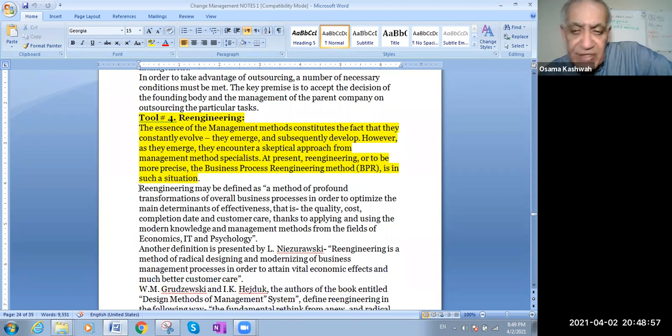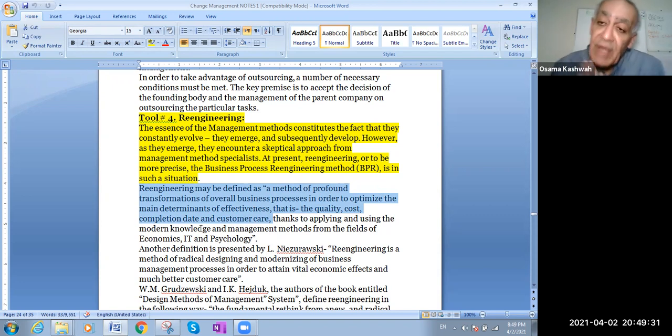So, what is re-engineering itself? What do you mean by it? Re-engineering may be defined as a method of profound transformation from its roots. It is a revolutionary change of the overall business, in everything in your company: the structure, the process, the techniques, the way you are working, everything, in order to optimize the main determinants of effectiveness. That is the quality, cost, completion date, and customer care. You do re-engineering because you're looking for the highest quality and so on.